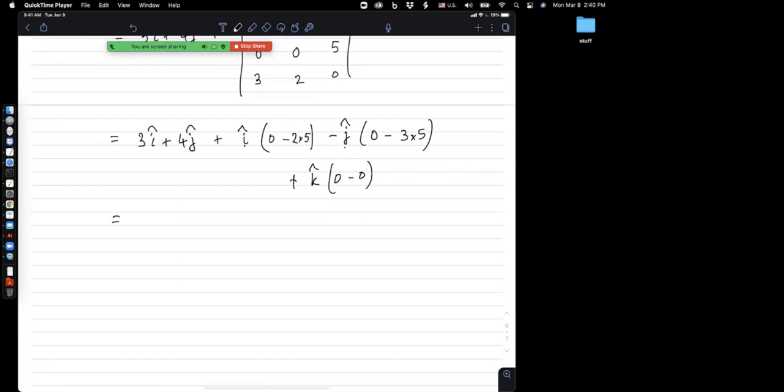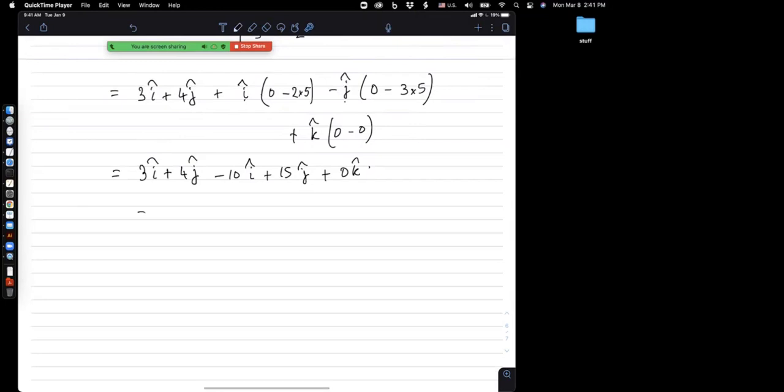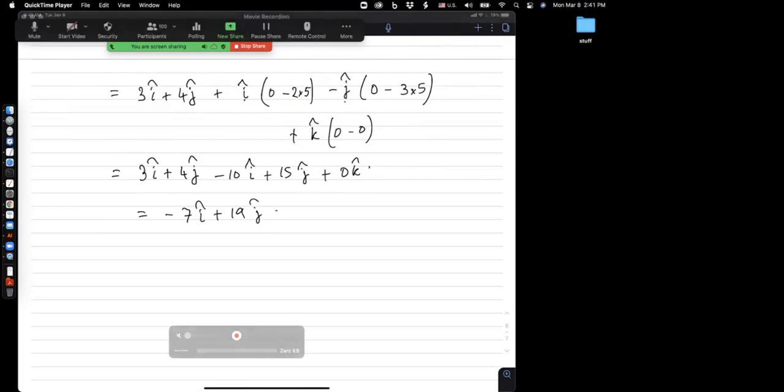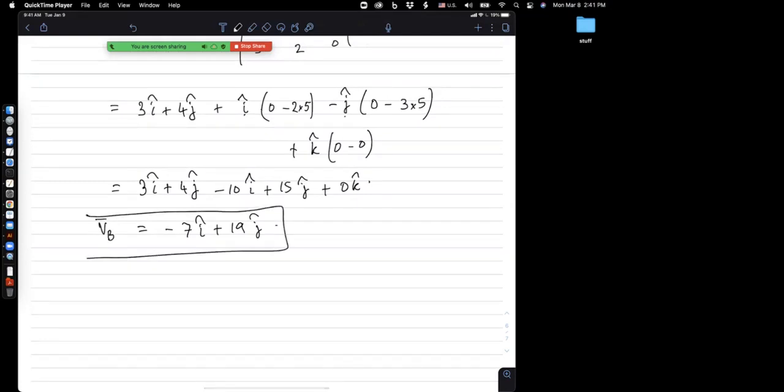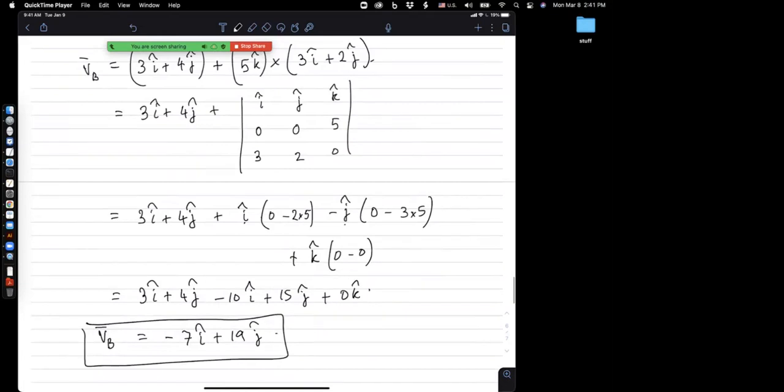So that should work. Hopefully I did that right. So that's going to be a minus 10i, and then this is going to be a minus 15 plus minus j plus 15, I guess, plus 15j, and then 0k. So we will have equal to 3 minus 10 is minus 7i, 4 plus 15 is plus 19j. Okay, so that, I suppose, is velocity of b. You can check if my arithmetic is right. Okay, so that's one way to do it, the determinant.